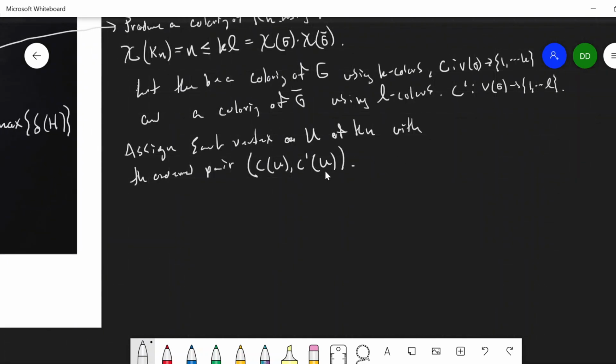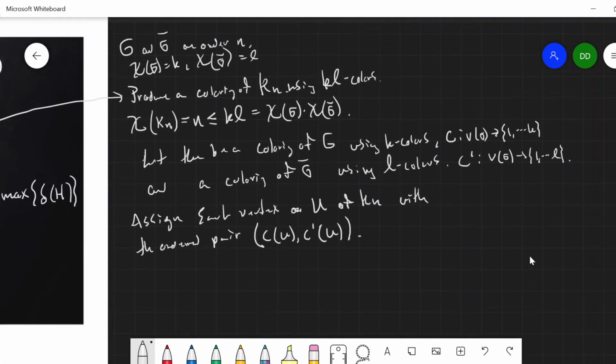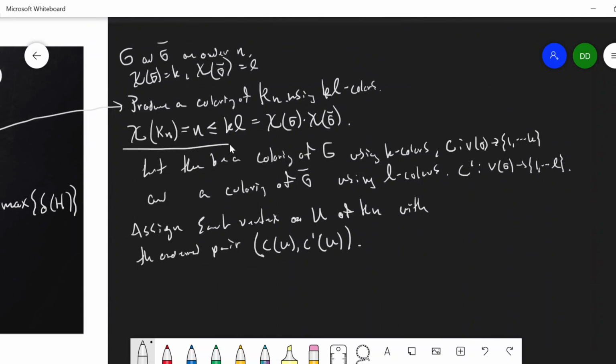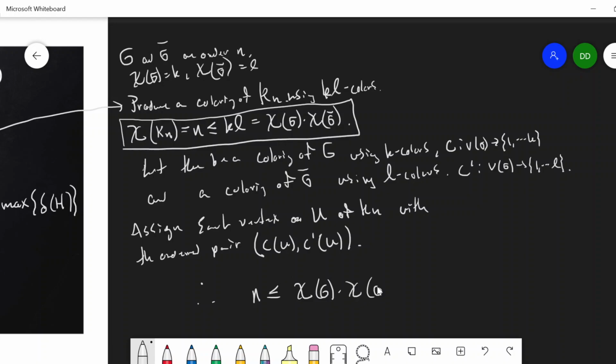And so this gives us a proper coloring of Kn, which gives us this inequality here, and tells us that, in conclusion, n is less than or equal to the chromatic number of G times the chromatic number of G complement.